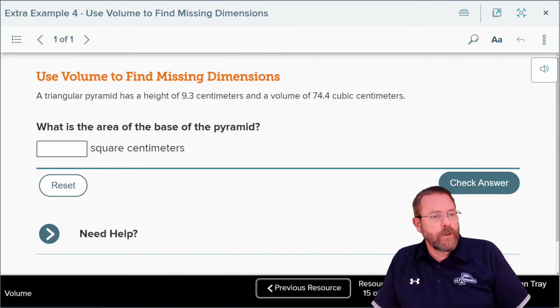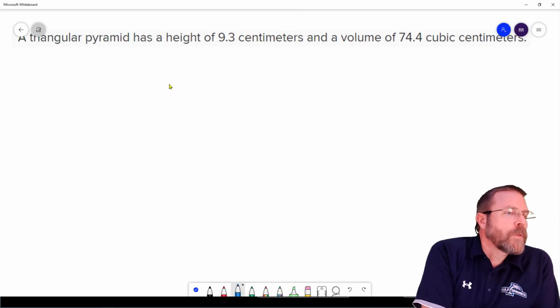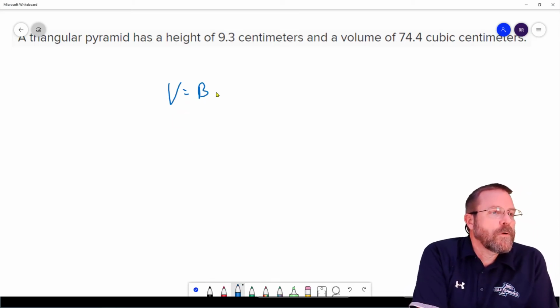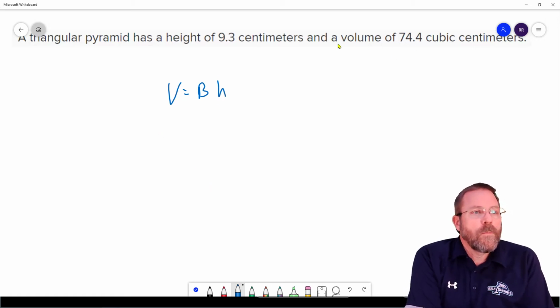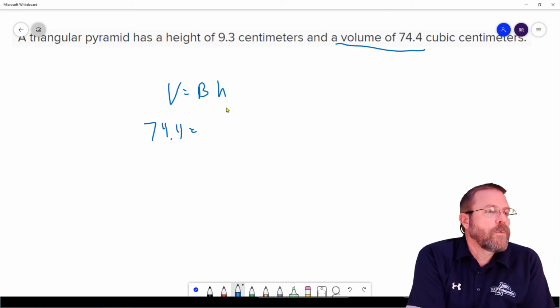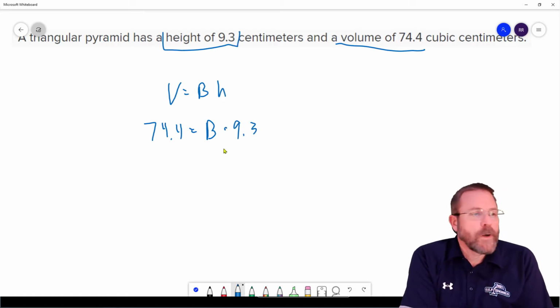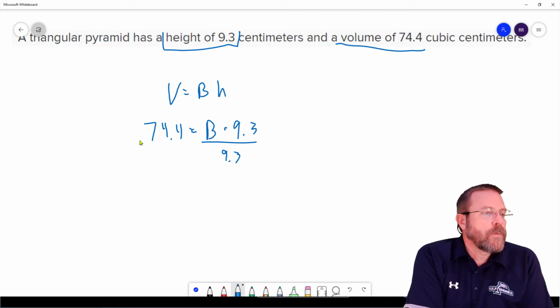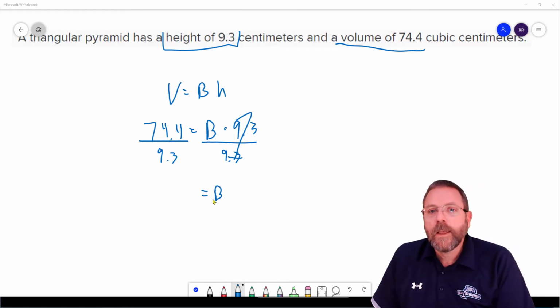So we're going to come over here to our scratch paper and we're going to write down our formula. Volume is equal to the base area times the height. We're going to plug in what we know. We know the volume right there is 74.4, equal to the base area times the height, which is given to us right there, 9.3. We're going to divide by 9.3 on both sides. These divide out to become 1. 1 times the base area is the base area.